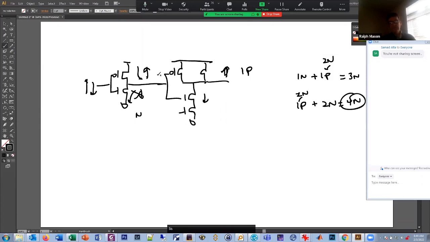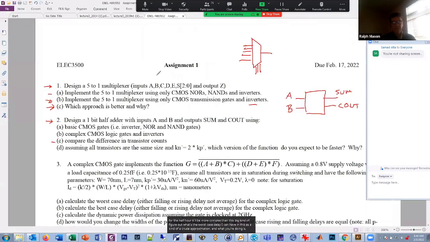So you have to use that same principle for your half adder circuit. It'll be more complex than this, but you have to figure out the worst case delay I can have in this as a crude approximation. What you're doing is comparing the basic gates versus this complex gate. And hopefully if you make the complex gate well, it'll have less delay, one would hope.